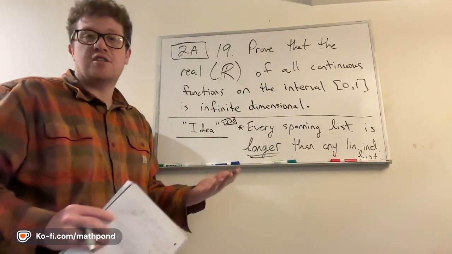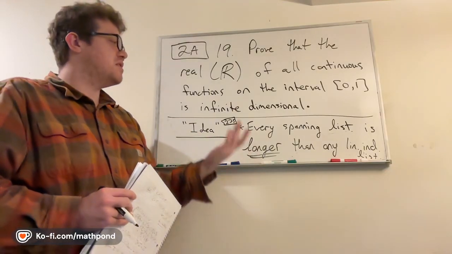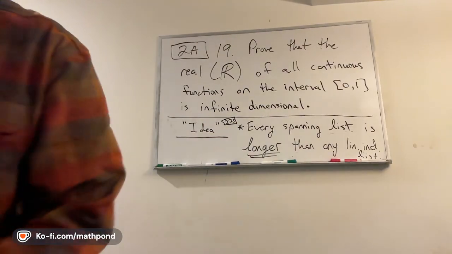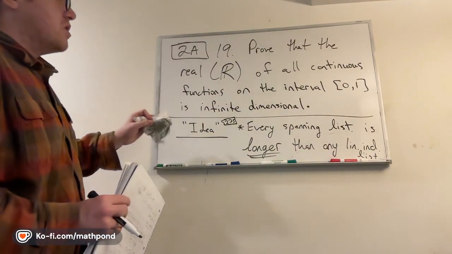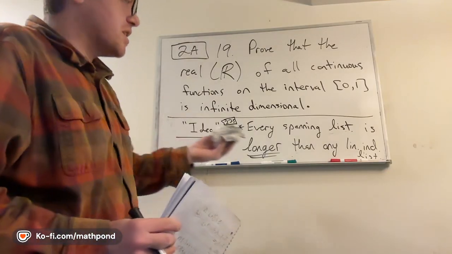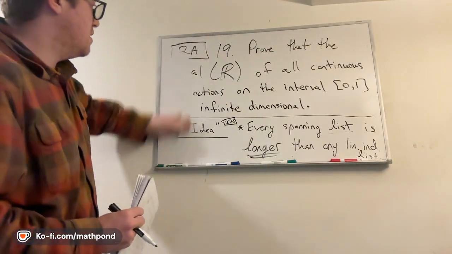Because that's the definition of infinite dimensional. If there is no spanning list, then it's not finite dimensional, and it's, by definition, infinite dimensional. Okay, so let's just show, yeah, I guess we have to produce these increasingly larger and larger lists.